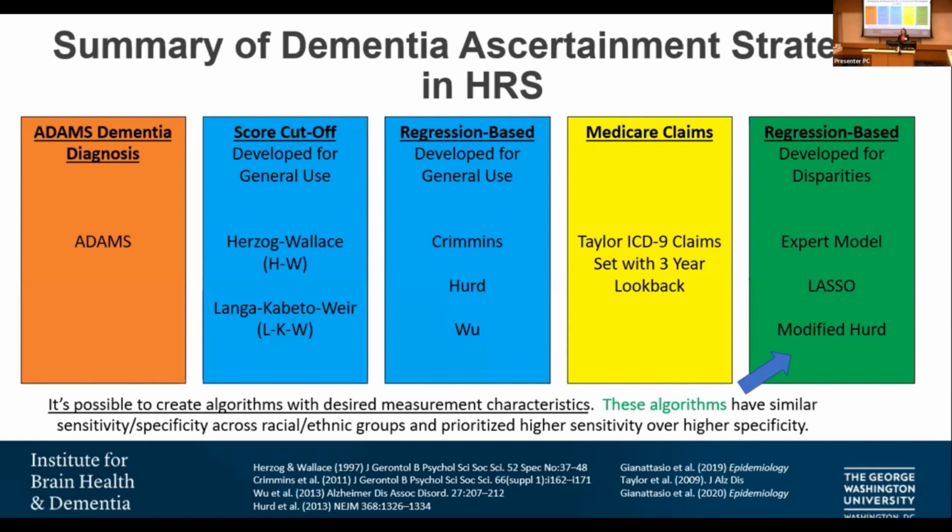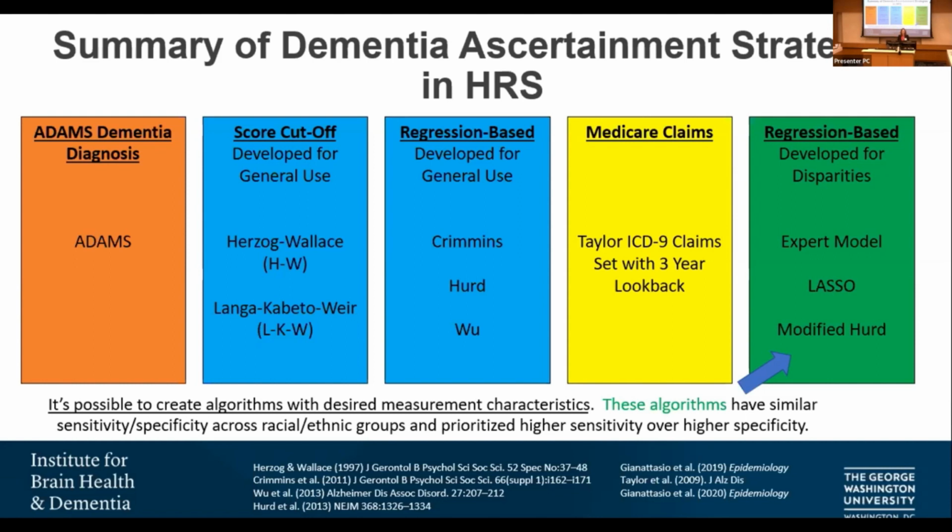So what we did is we said, I think we can do a little better, at least for our purpose. And we created an algorithm that has similar sensitivity and specificity across racial ethnic groups as defined by the HRS, and prioritized higher sensitivity over higher specificity. Because I thought capturing people who truly had the disease was more important than maybe including a few who were maybe on the border, right? Who didn't have the disease, but for some reason got pulled in anyway.